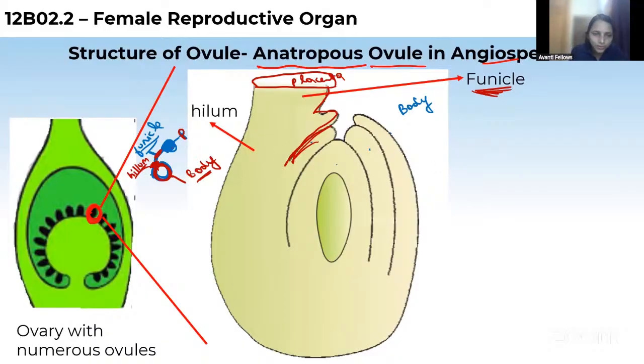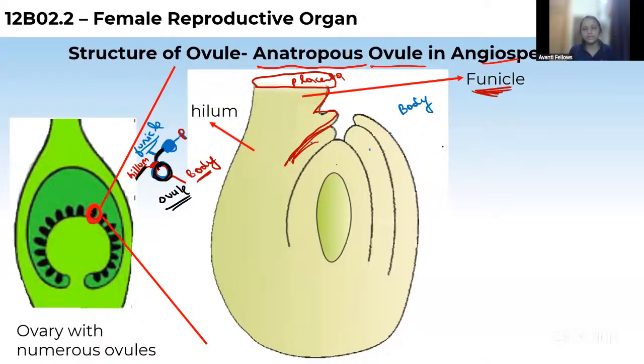Here you can see, guys. If you take this as an ovule body, this ovule is connected to the funicle. Connected to the funicle by the hilum. So that is what we call the junction between ovule and funicle, which is called hilum.